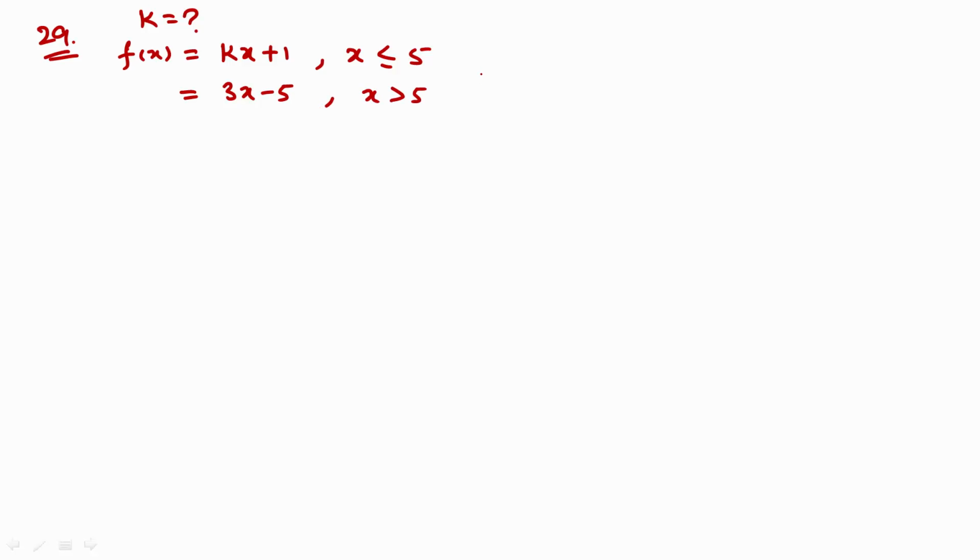Now see the next question, question number 29. Find the value of k. Again we have to find the value of k so that the function is continuous at the indicated point. The function is f(x) equal to kx plus 1 when x is less than or equal to 5, and 3x minus 5 when x is greater than 5. This function is continuous at x equal to 5.